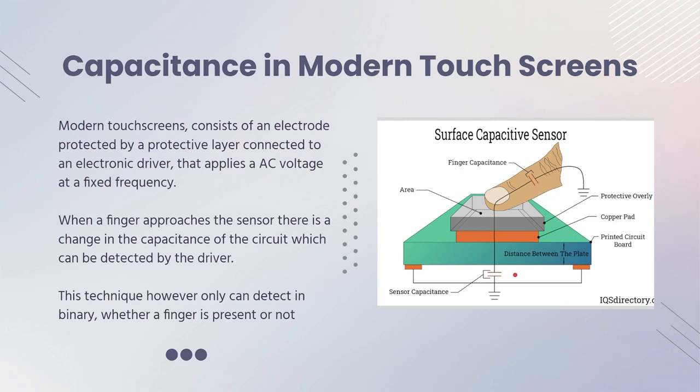Although this technique is simple, by virtue of its design it's only capable of detecting whether a finger is present or not, because it only provides feedback when there is a finger approaching the sensor. We do not have any more data to work with. This is a limitation of modern touchscreens.